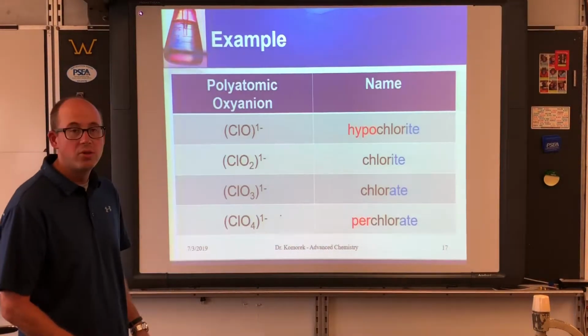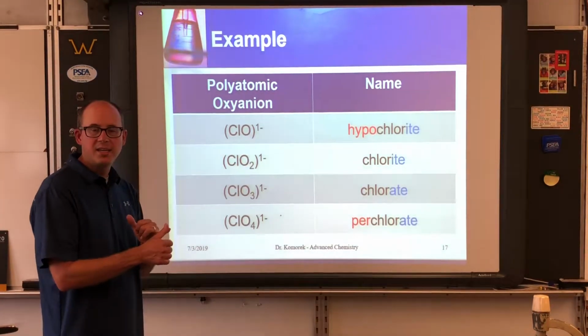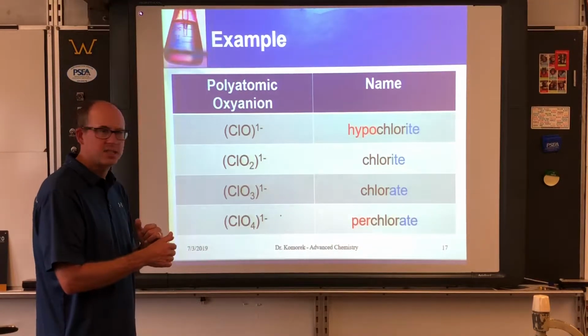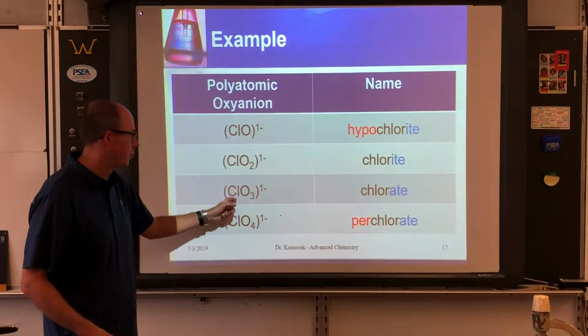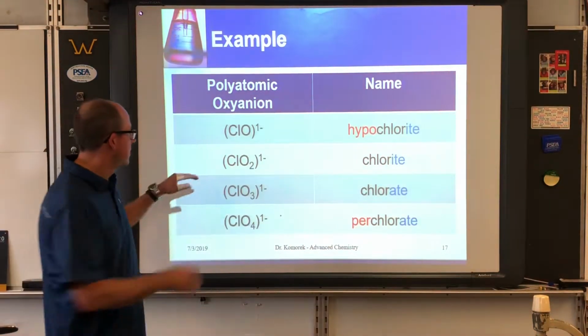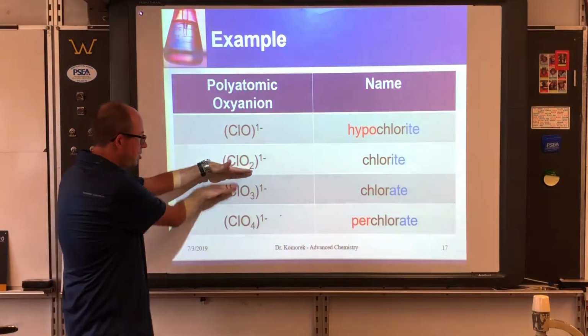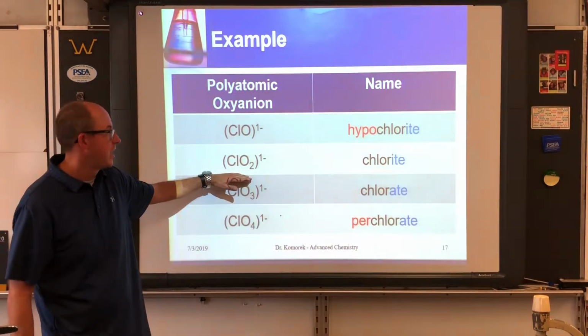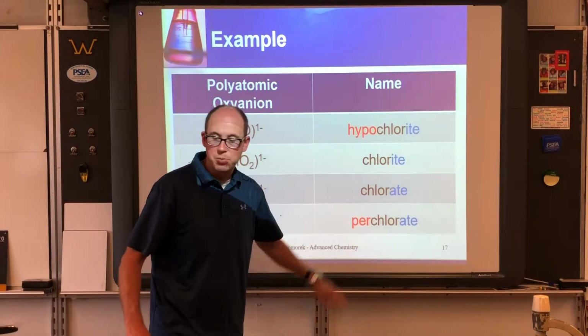For example, looking at chlorine, Cl is 1-. When it joins oxygen, it can become ClO, ClO2, ClO3, or ClO4, all of which have a -1 charge. Now we split them. These 2 with the less oxygen become chlorites. These 2 with the more oxygen become chlorates. The least of the least is hypochlorite. The most of the most is perchlorate.